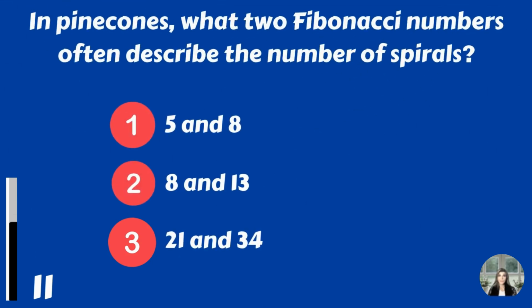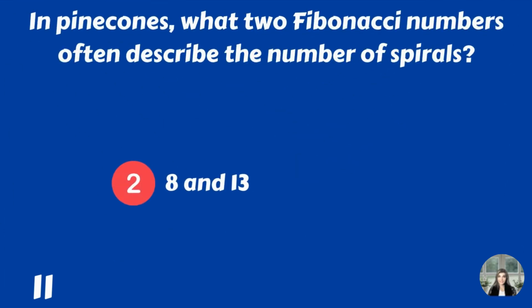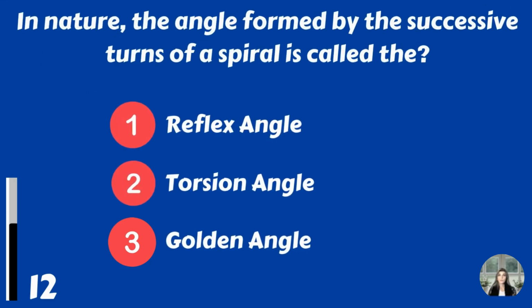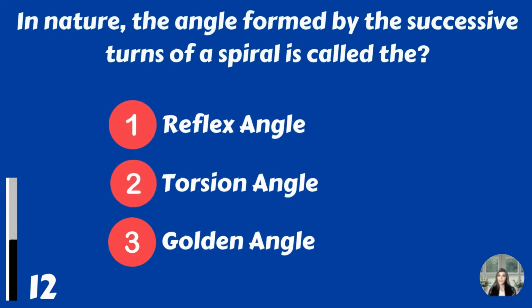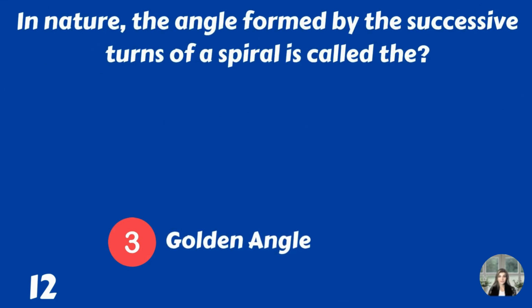In pine cones, what two Fibonacci numbers often describe the number of spirals? 5 and 8, 8 and 13, or 21 and 34? 8 and 13. In nature, the angle formed by the successive turns of a spiral is called the reflex angle, torsion angle, or golden angle? Golden angle.